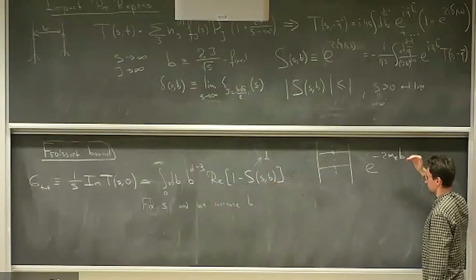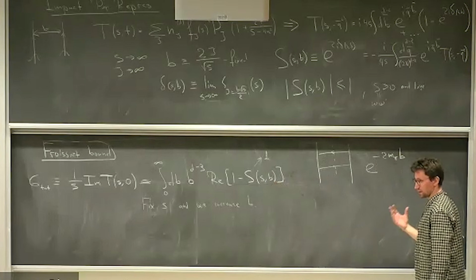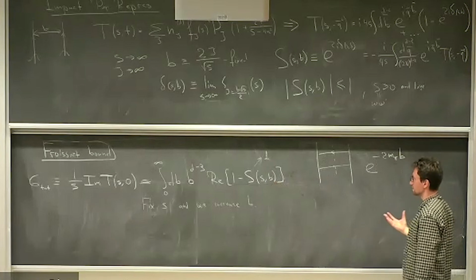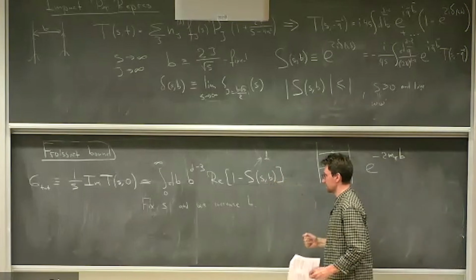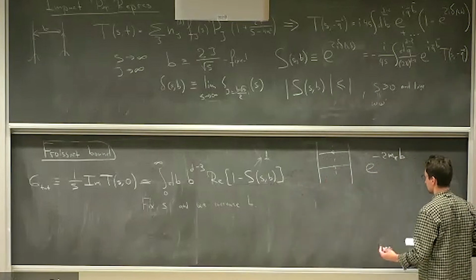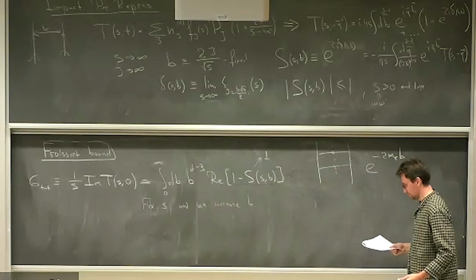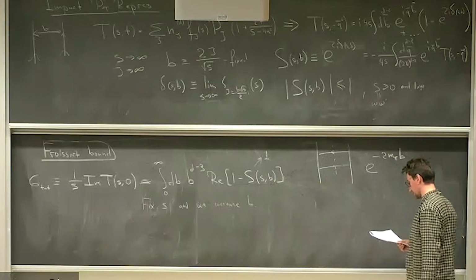This part is easy. As we fix s and increase b, eventually s decays exponentially. This is just a statement that the theory is gapped. However, the question is, and this is where the derivation becomes shady, how does this object depend on s? At this point, from everything I told you, we don't know.